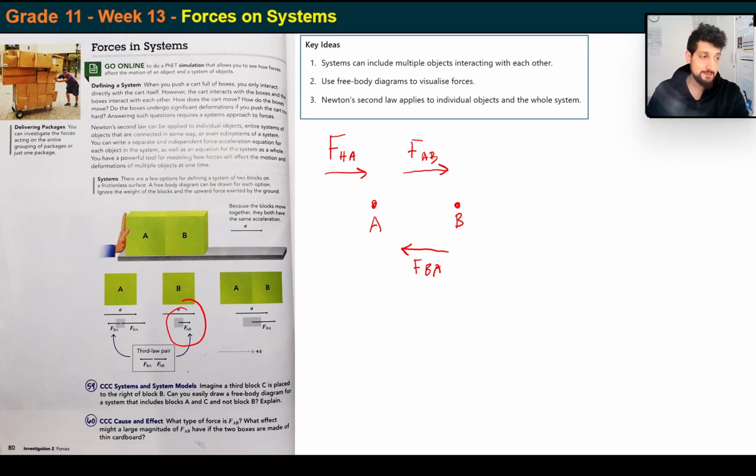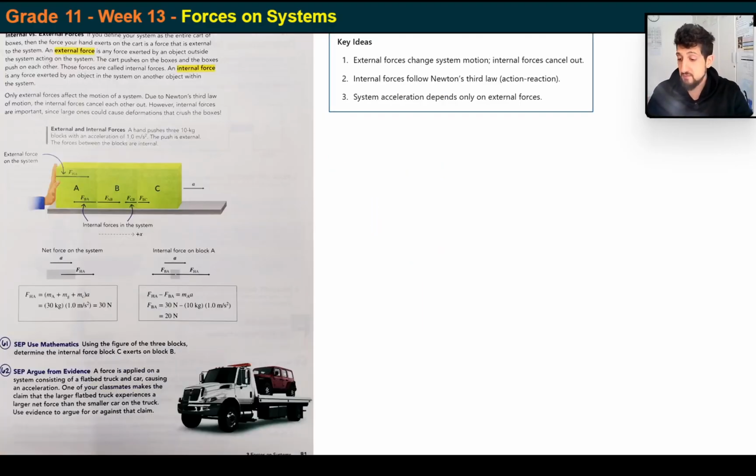Well, if FAB is too high, then it might crush the cardboard box, because if the box is unable to withstand the push from box A, then it's going to crush it. That's the effect. Okay, moving on.